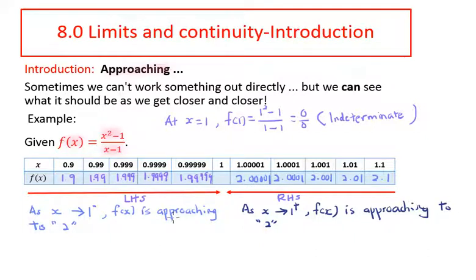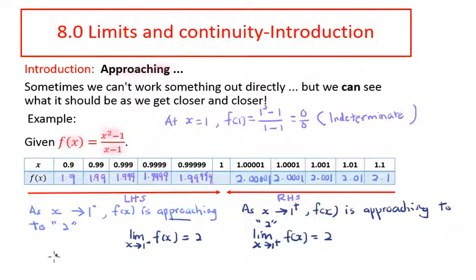In mathematics, approaching can be represented by limit. Limit x approaching 1 from the left hand side of f(x), the f(x) is approaching 2. For the right hand side, we can say limit x to 1 from the right hand side of function f(x) is very close to 2.